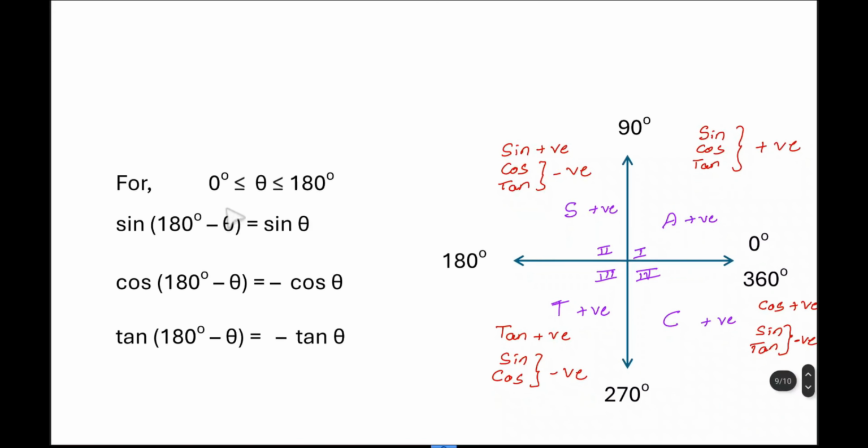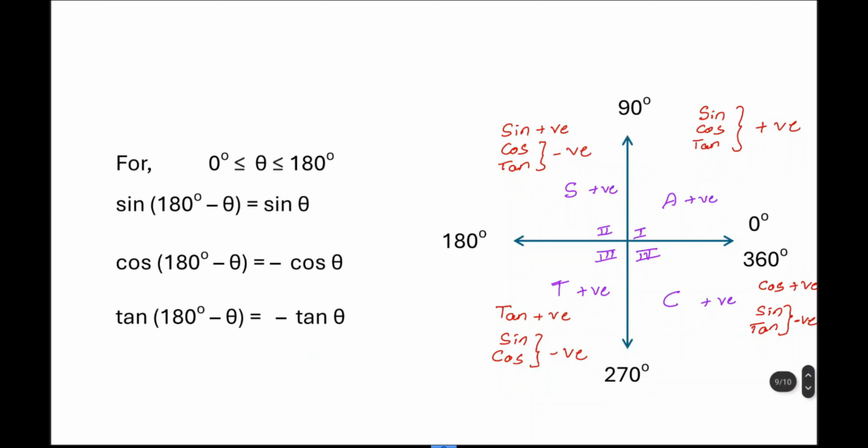Whenever the value of theta is between 0 degrees to 180 degrees, you can use this formula, which is sine 180 minus theta is equal to sine theta, cos 180 minus theta is equal to minus cos theta, tan 180 minus theta is equal to minus tan theta. Similarly, it works for cosecant, secant and cot theta.